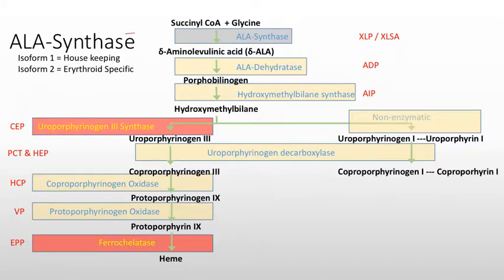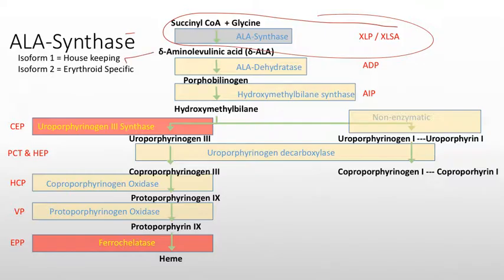So the ALA-Synthase, this very first enzyme in the pathway, there's 2 isoforms. There's an isoform 1 called ALA-Synthase 1. This is a housekeeping isoform. This is the isoform that's used for every mitochondria in your body. This is also the isoform that's used to make the heme for the cytochrome P450 system in your liver. On the other hand, the erythroid isoform, this ALAS type 2, this is only found in the red blood cells. Its job is to make heme for hemoglobin.